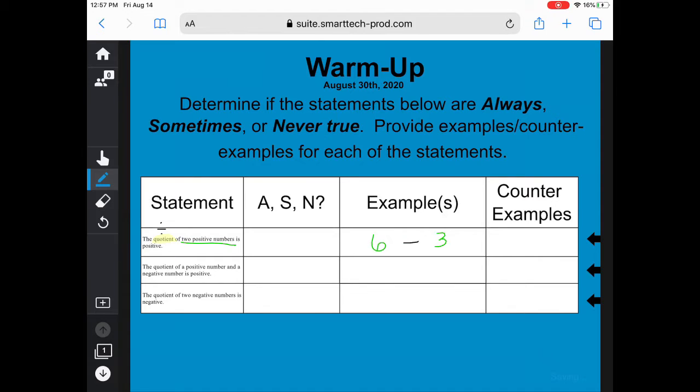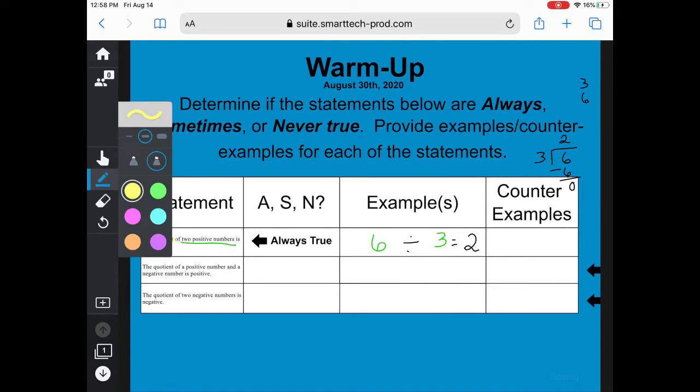And we already said we're dividing, so I'm going to put a division sign here. 6 divided by 3. So how many times can 3 go into 6? Let's see, 3, 6. Okay, 2 times. 2 times 3 is 6. I get a remainder of 0. My answer is 2. So, is this a positive number? Yes, it is. So this statement is always true.